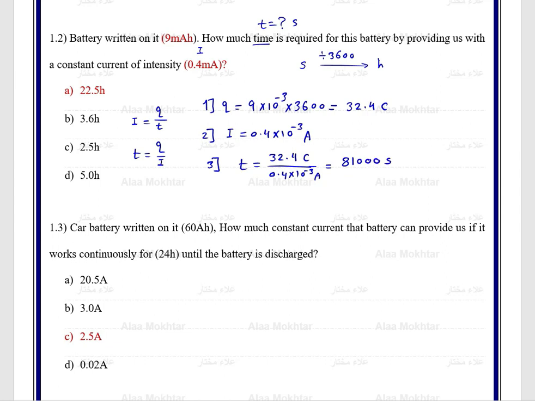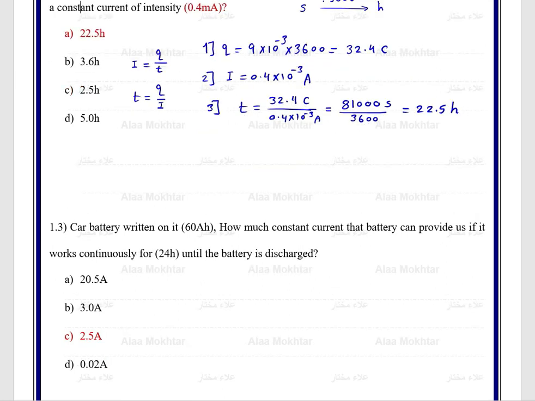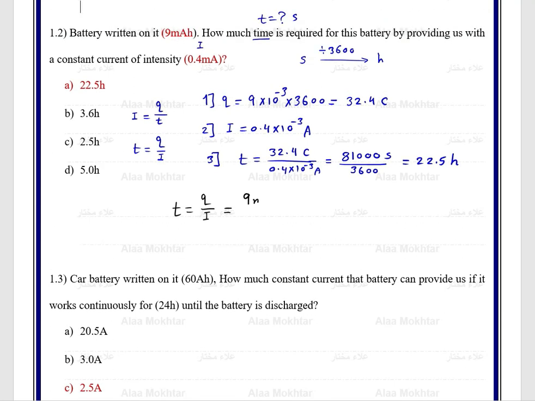81000 second. I need to convert it to hour. Divide by 3600. The answer will be 22.5 hour. We can solve it directly by this equation also. Time equals Q over I. Q in the question is 9 milliampere hour. I is 0.4 milliampere. Milliampere cancels with milliampere, so it equals 9 divided by 0.4. You will get the same answer, 22.5, and the unit is hour.